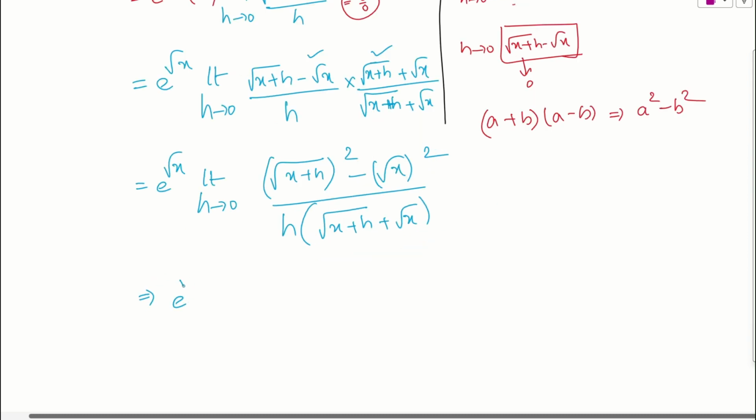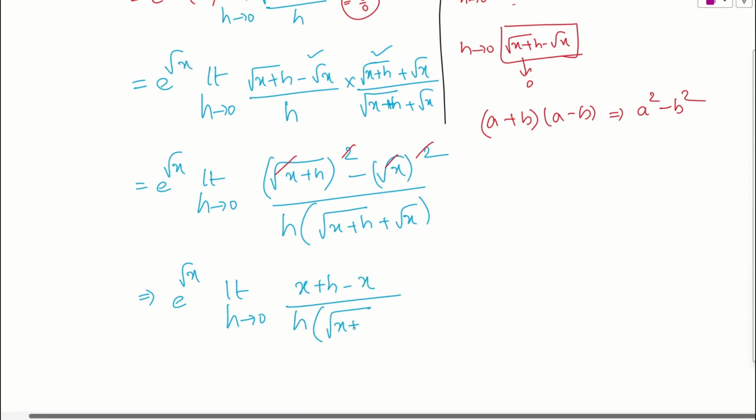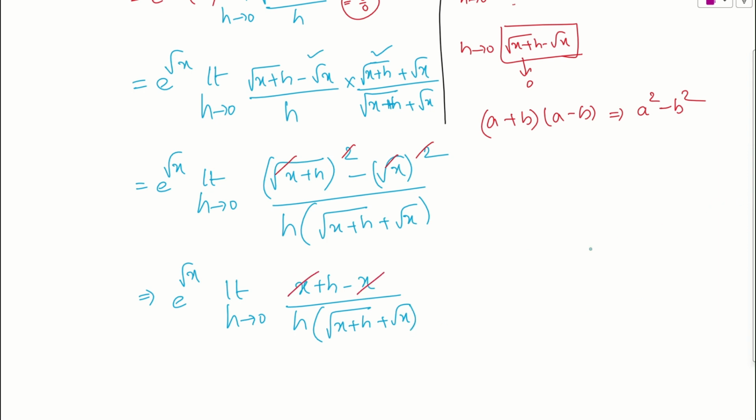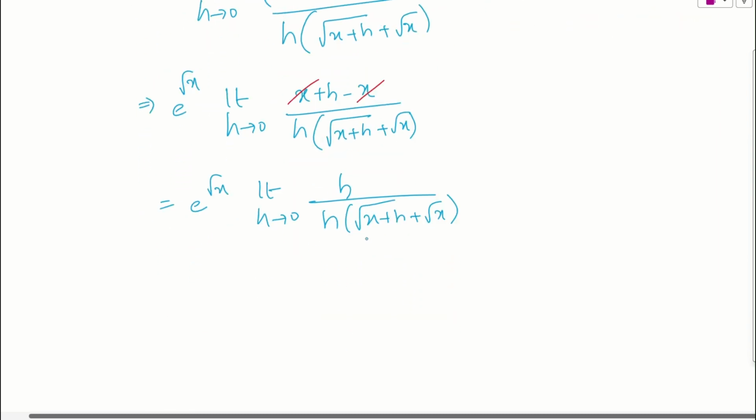Okay, so this will be e power root x, limit h tends to 0. So we know that square and root will be removed easily. Here also square and root will be removed. So from this what I will be getting here is x plus h minus x by h into root of x plus h plus root x. Simply I can cancel x which is positive and negative. So e power root x, limit h tends to 0, h by h into root of x plus h plus root x. I think no doubts up to here. From this, simply I can cancel h. So this will be e power root x into limit h tends to 0 of 1 by root of x plus h plus root x.